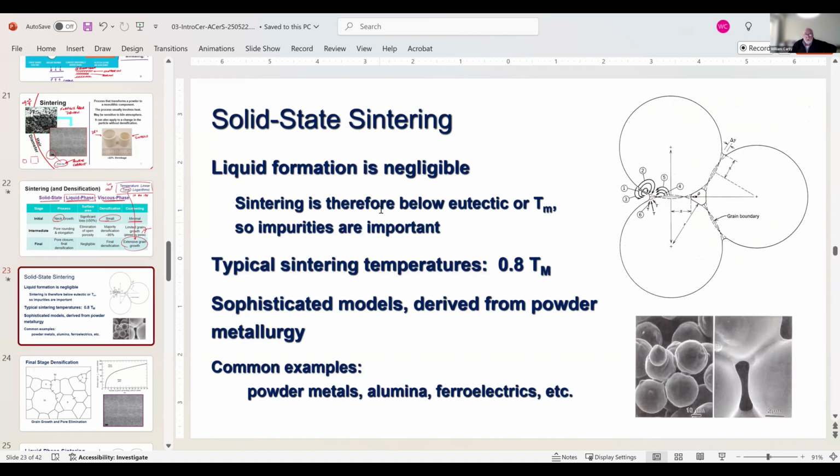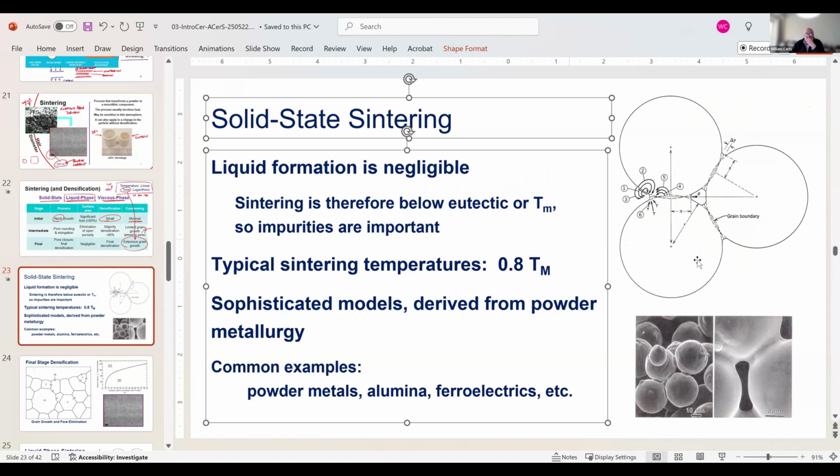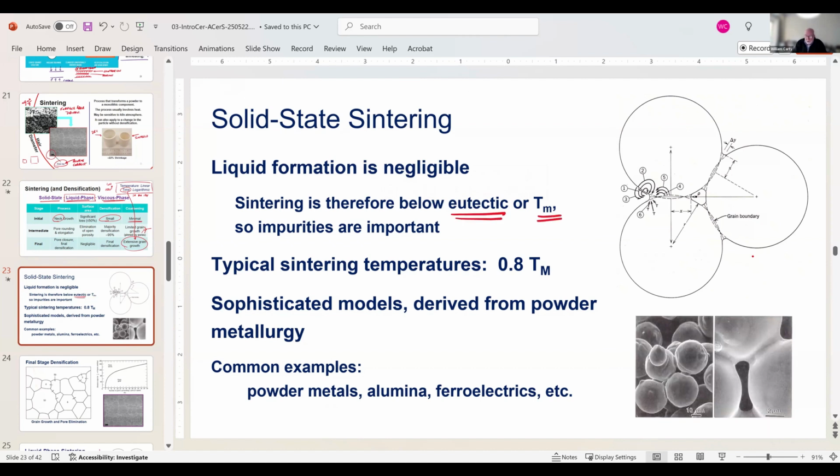This is a cartoon diagram here, by the way. And this was initial stage sintering. Solid state sintering means we don't form a liquid between the samples. We're left with diffusion mechanisms of atoms hopping from one place to another. Temperature is below the eutectic or below the melting point of the system.